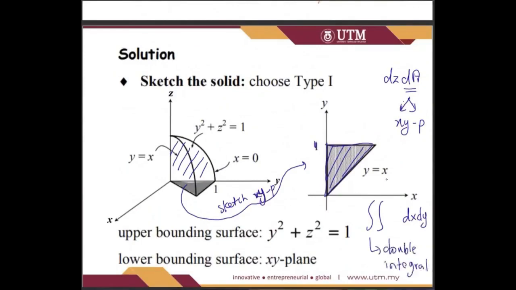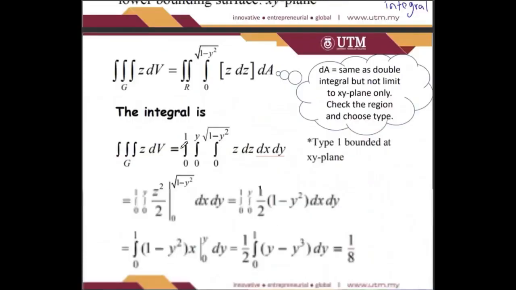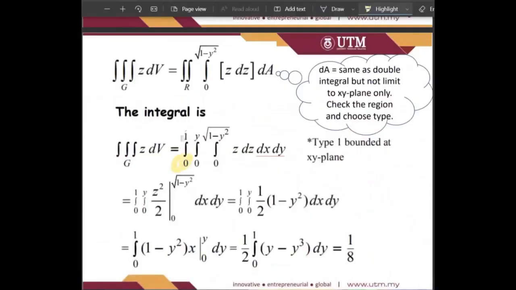What you get is, okay, y is from 0 to 1. And then x, this is x equal to 0, and this is x equal to y. So from 0 to 1, 0 to y. You see? 0 to 1, 0 to y. And then this is dx dy.